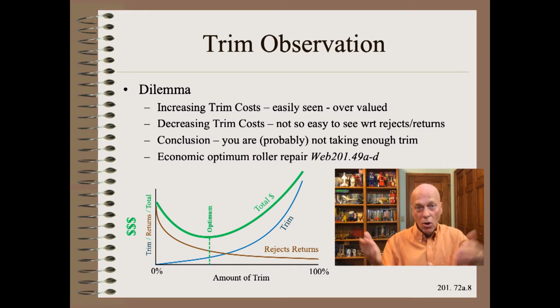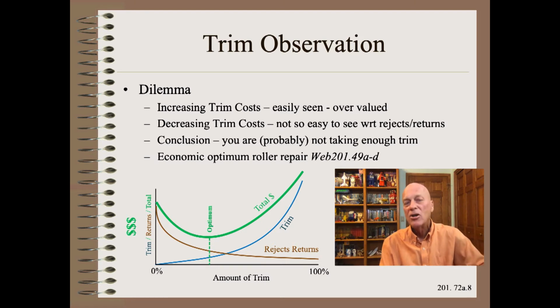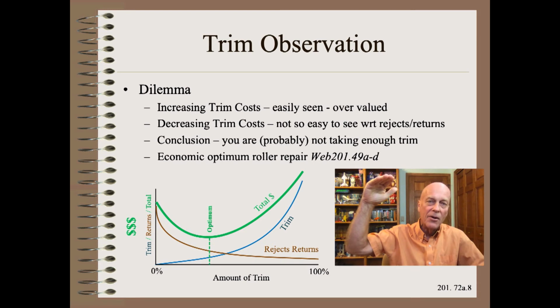Now is a great time to show why you are probably not taking enough trim. That is because management easily sees trim costs, and thus they are relatively overvalued. On the other hand, the costs of quality complaints from the edges are not so easy to tabulate, and thus are undervalued. Thus, you are very likely not taking the economically optimum amount of trim from the edges of the web. We reach similar conclusions on maintenance, specifically roller repair, in Web 201.49a through D. Many, if not most, plants do less than the economic amount of maintenance on their machines for the same reasons as we discussed here. Maintenance costs are easy to see and thus are relatively overvalued by management.